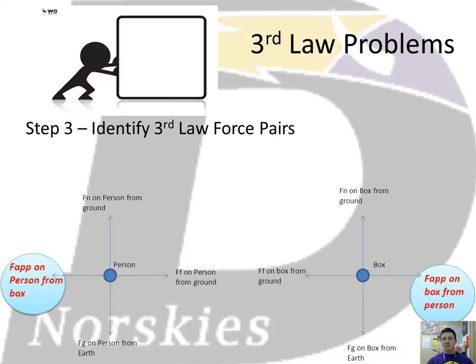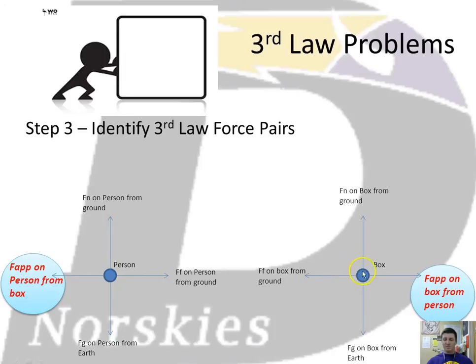Finally, the last step is, now that you have two, you must identify third law force pairs. So according to the law, again, forces act in pairs. They are equal in strength generally, and they will be opposite in direction. So if we look at these force diagrams for the third law problems, if I say identify the third law force pairs, the main one that we have here is force applied on the person from the box and force applied on the box from the person.